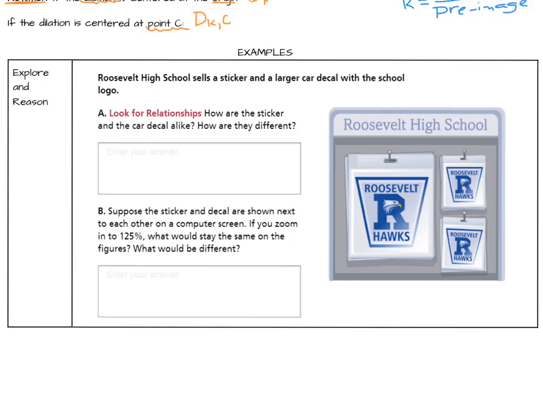In our first example, it says explore and reason. Roosevelt High School sells a sticker and a larger car decal with the school logo. How are the sticker and the decal alike? How are they different? Well, if we look over here on the right-hand side, the decal is the bigger of the two, and then the stickers are on that right-hand side. So how are they alike? Well, they look similar. The image looks the same.